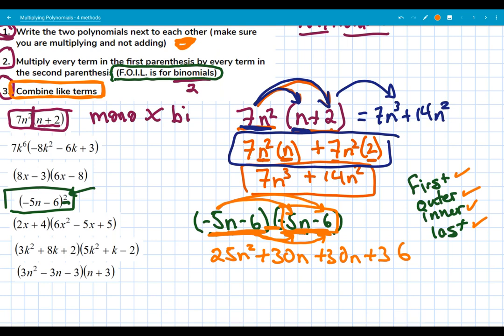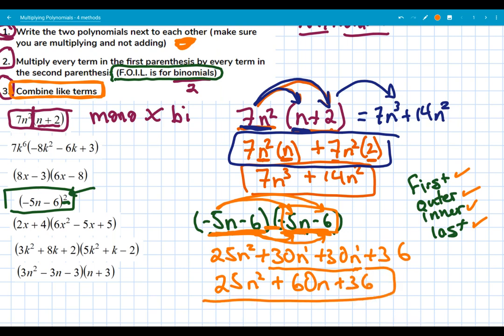25n squared, 30n, 30. These are like terms. They both have the same n to the same first power. So 25n squared plus 30n and 30n. Now we're adding 60n plus 36. That's my final answer. I have a trinomial, 3 terms, an n squared, an n, and an n to the 0 power. All right.